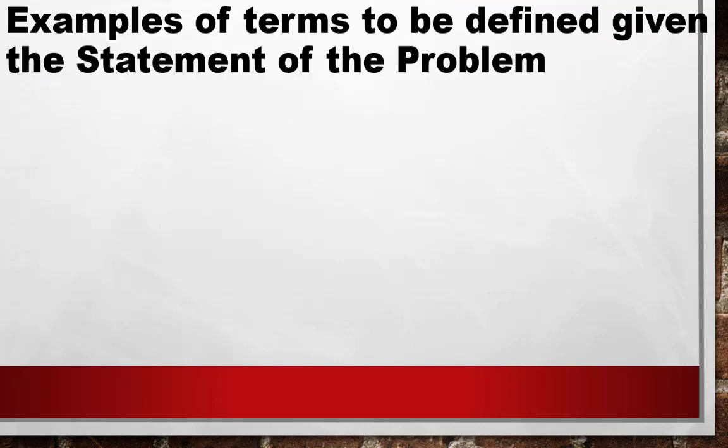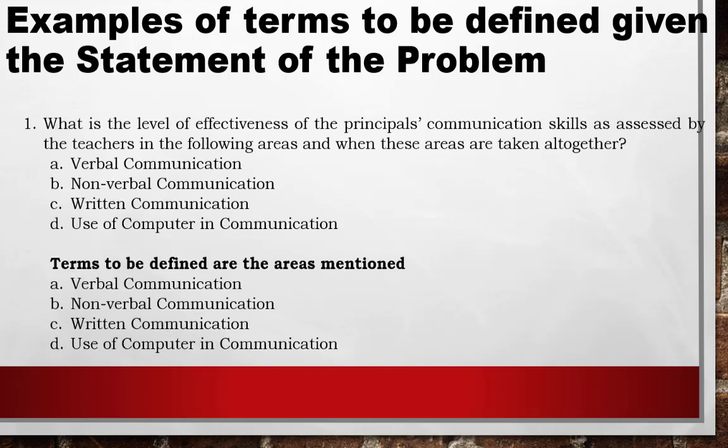Next, what about if you will be given a statement of the problem? So say for example, in the title number 2, you have there the statement of the problem. What is the level of effectiveness of principals' communication skills as assessed by teachers in the following areas, and when these areas are taken all together? So there are areas for the communication skills, and these are verbal, non-verbal, written, and the use of computer in communication. So since you have introduced these variables or areas for communication skills, therefore it is a must that you define these as well.